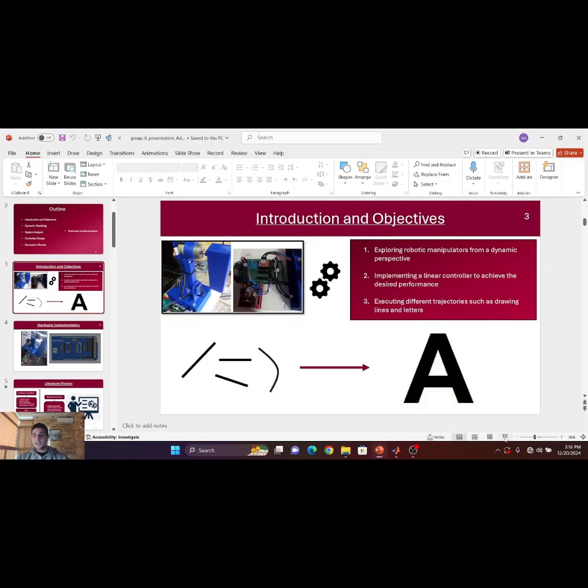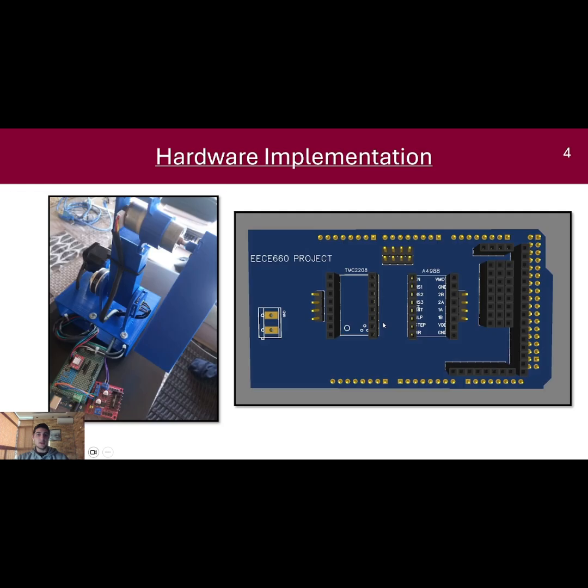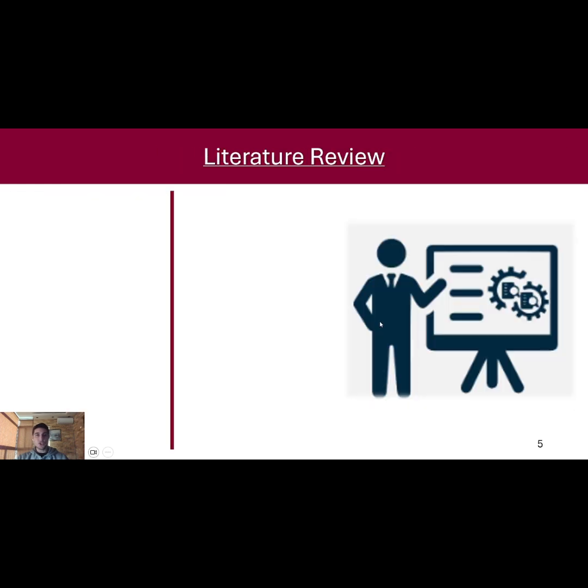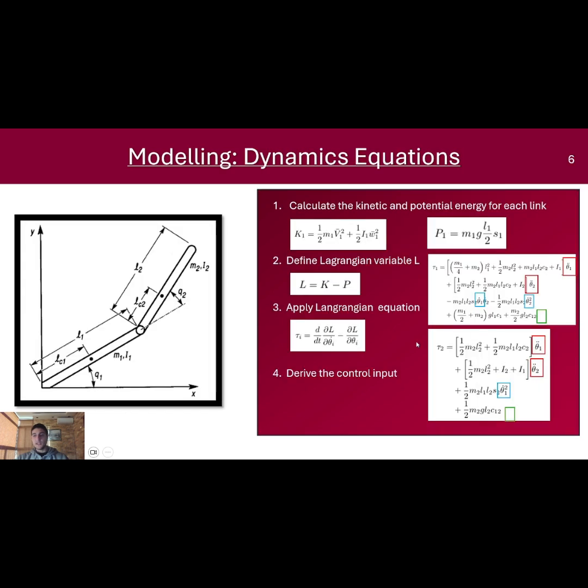So as we can see, this is the hardware that I built using 3D printing. I manufactured a 2DOF arm and I implemented the circuit. I assembled it, starting by modeling the dynamic equation. As we can see, we have the dynamic equation.